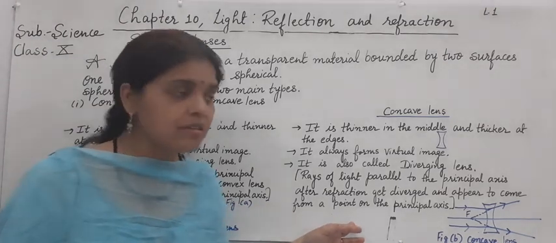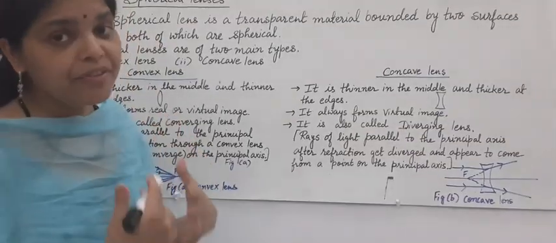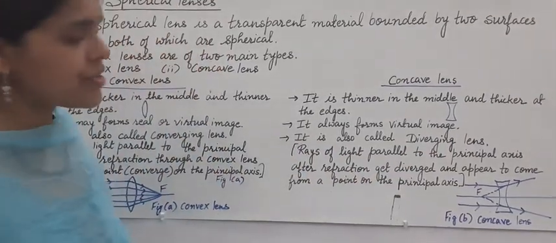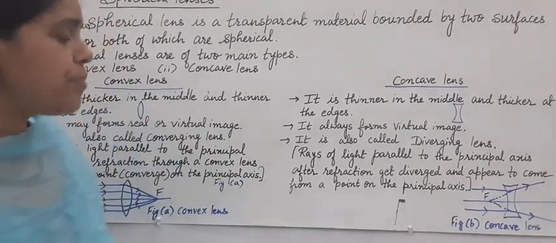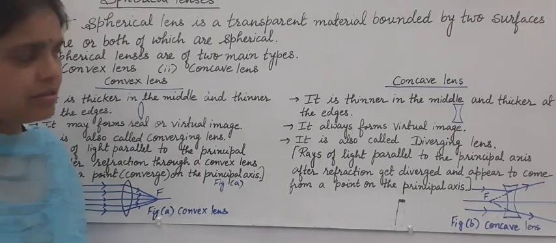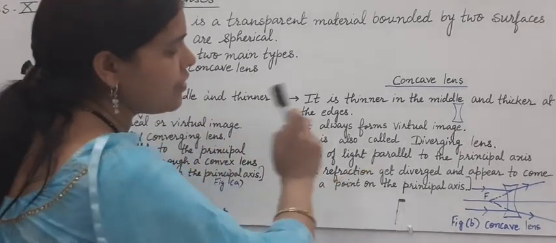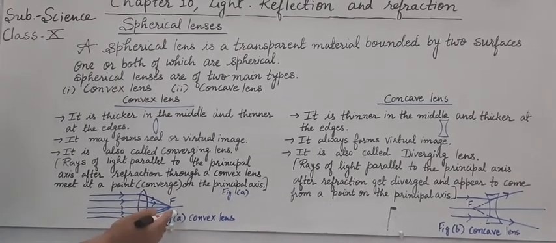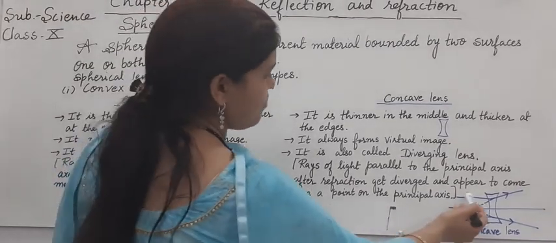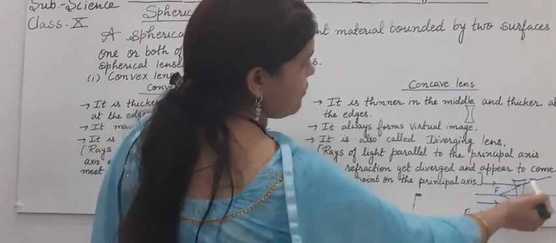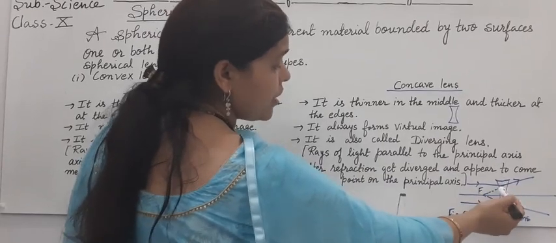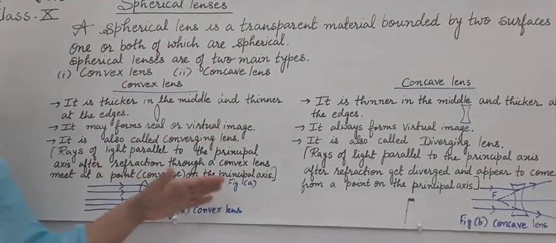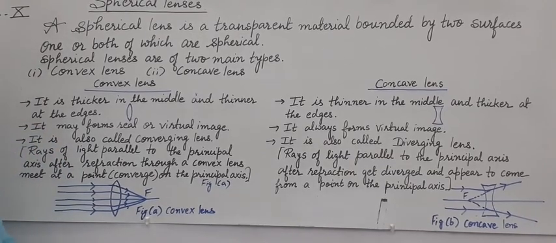Concave lens is called diverging lens because it diverges the light falling on it. Rays of light parallel to the principal axis after refraction get diverged and appear to come from a point on the principal axis. So it diverges the light, so it is called diverging lens. In the convex lens, the rays meet at a point called principal focus. In this case, concave lens, the parallel rays diverge, or the rays may appear to come from a point on the principal axis. So these are the basic differences between concave and convex lenses.